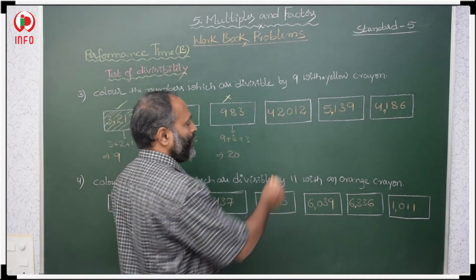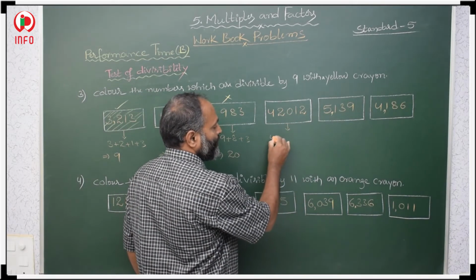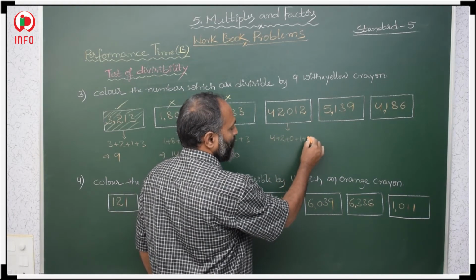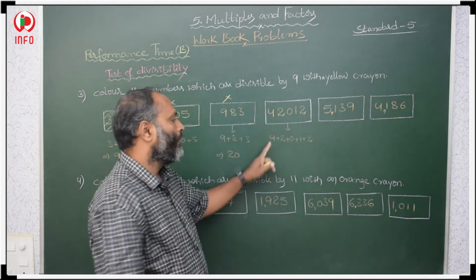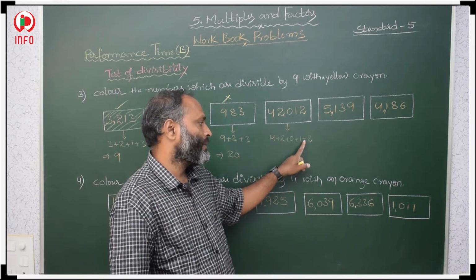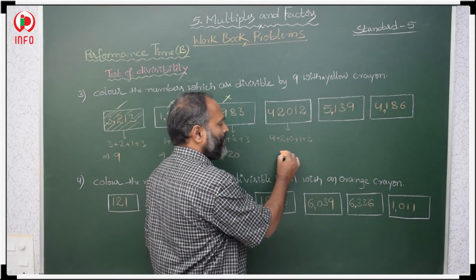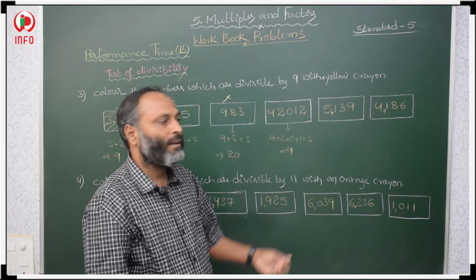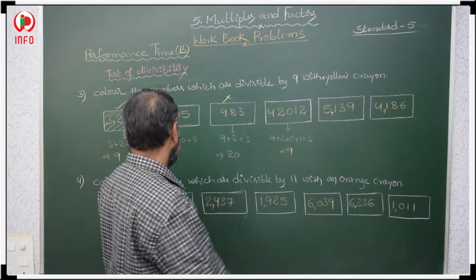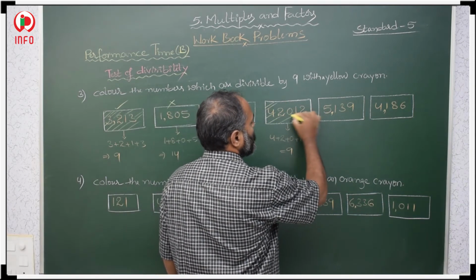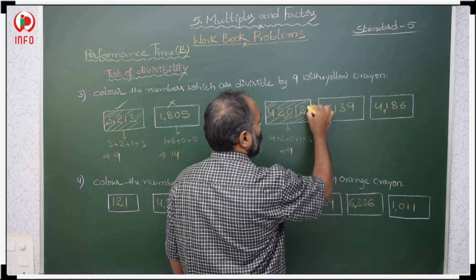The next, 42,012. Here also we have to find the sum of the digits. 4 plus 2 plus 0 plus 1 plus 2. 4 plus 2 is 6. 6 plus 0 is 6. 6 plus 1 is 7. 7 plus 2 is 9. What is the sum of the digits? 9. 9 is divisible by 9. So, this number is divisible by 9. Color it with yellow.